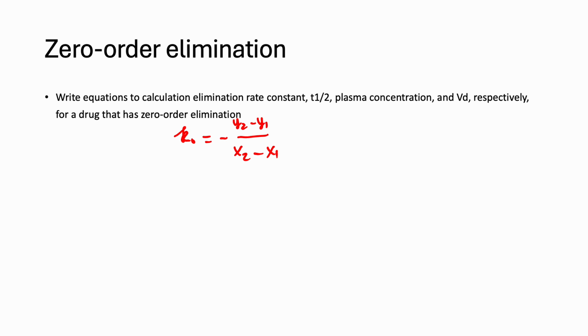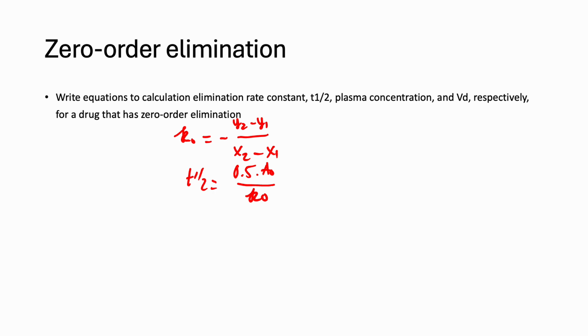Half-life. In the zero order elimination, half-life is equal to 0.5 times the initial concentration divided by the elimination rate constant. Remember, the elimination rate constant is always a constant value. It doesn't change. However, half-life here depends on the amount of drug.